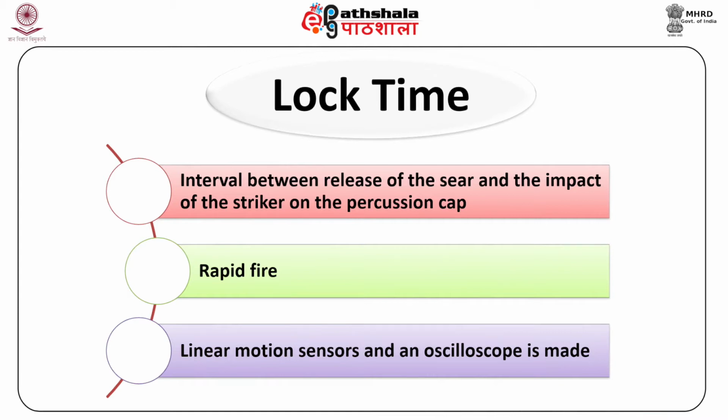First is lock time. It is the time interval between release of the sear and the impact of the striker on the percussion cap. A short time interval is advantageous in case of rapid fire. The lock time can be measured in a number of ways. In one such system, linear motion sensors and an oscilloscope are used.